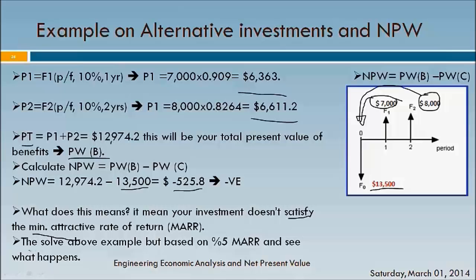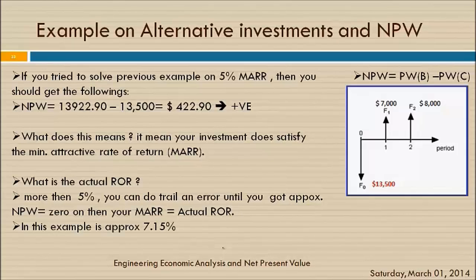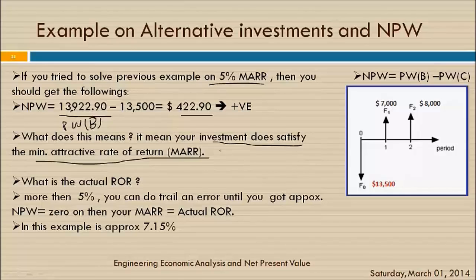So to solve the above, if you want, you can solve the above example and base it on 5% and see what will happen. Also, you can pause, do it on 5%, then come back to the video. Now we solved the previous example based on 5%. Let's say my rate of return is 5%. So substitute, everything is same, just what you're going to get, the PWB, okay, the benefits, because the cost is same. So solve the same example, apply 5% and check what's going to happen. You're going to get positive 422.9. So what does it mean? This means your investment is satisfying the minimum attractive rate of return and it's given even more.